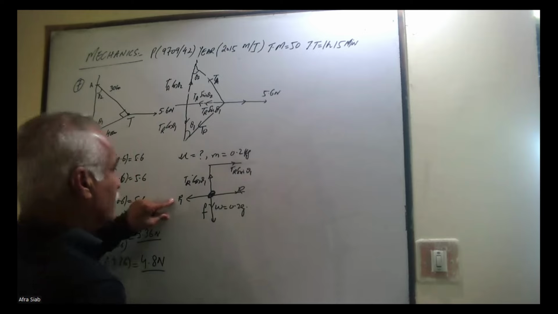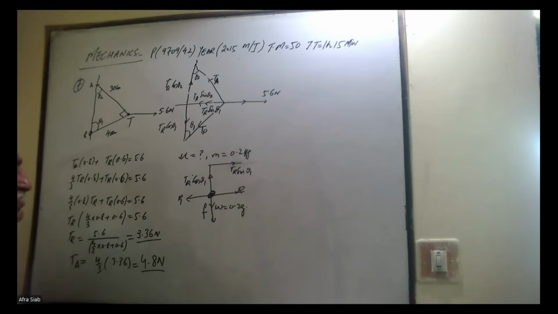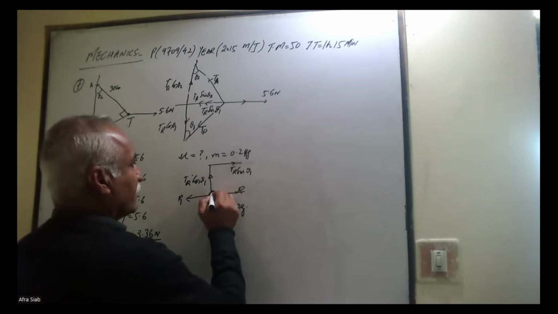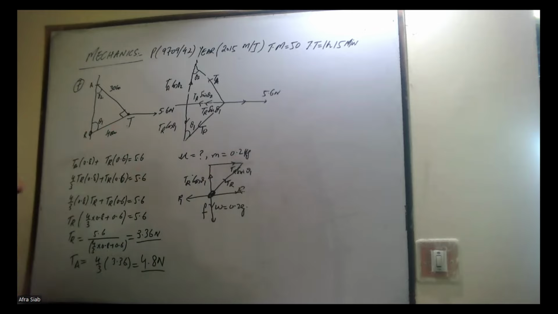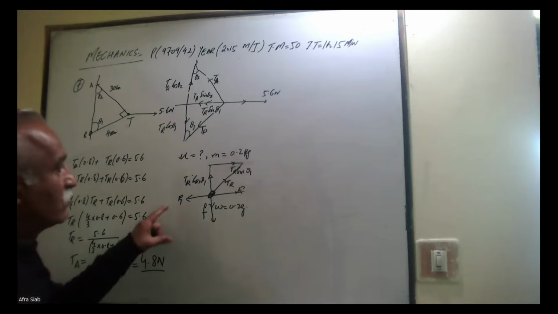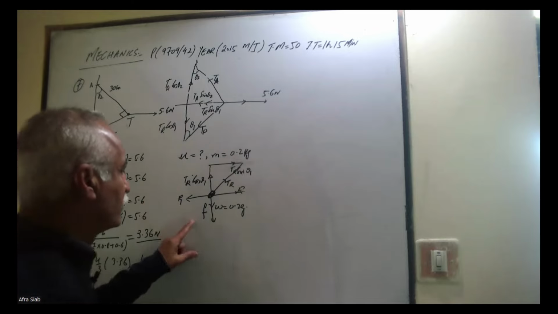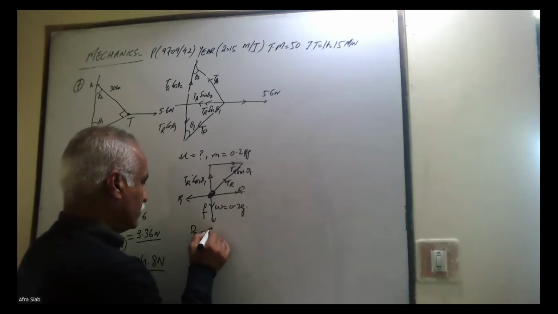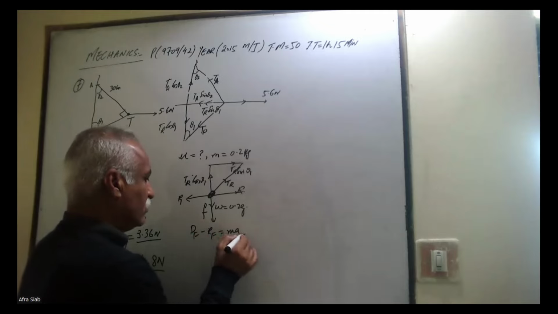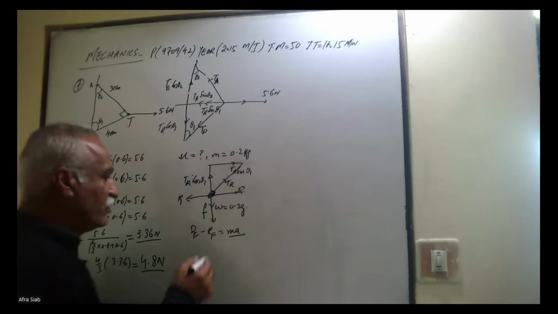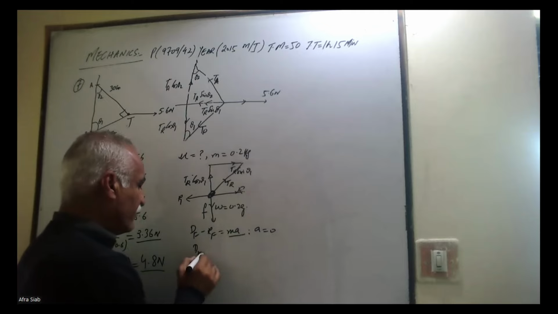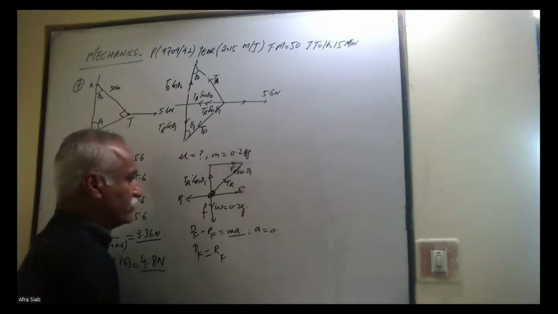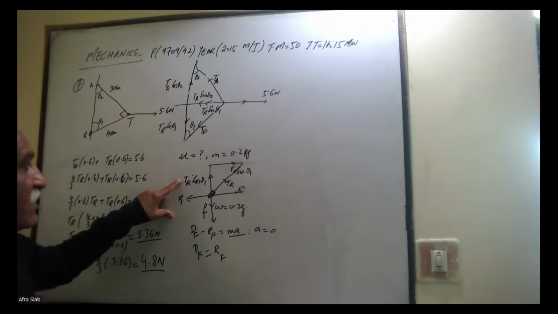This R1 is being balanced by TR sine of theta 1. Since the system is in equilibrium, the driving force minus the resistive force is equal to the net force MA. But we know that the acceleration is equal to 0 because it is in equilibrium. So the driving force is equal to the resistive force. And here the driving force is TR cos theta 1.